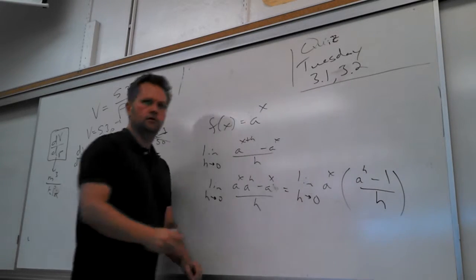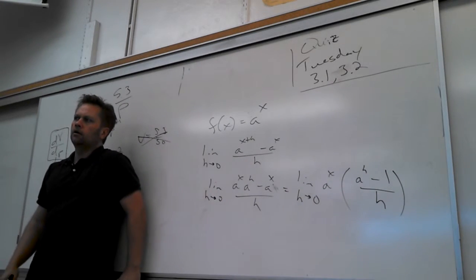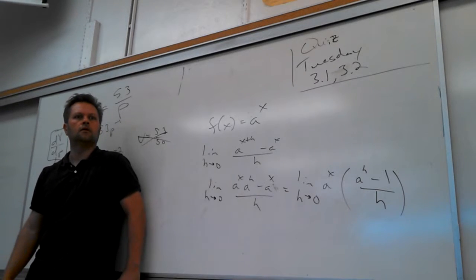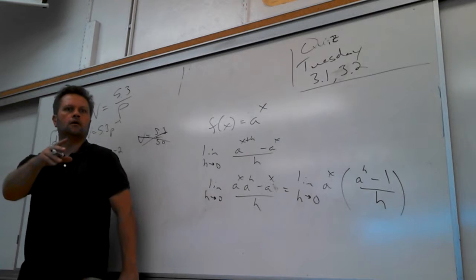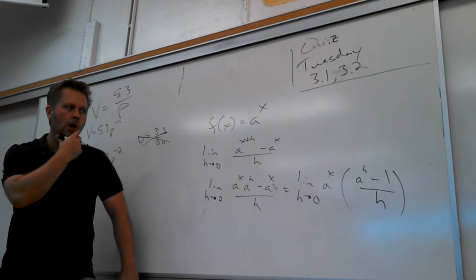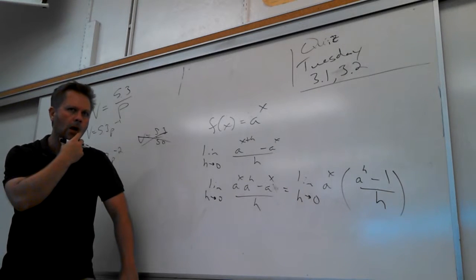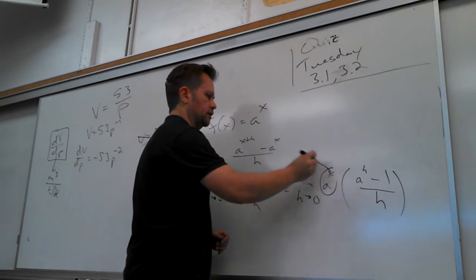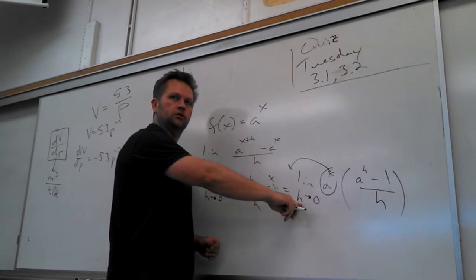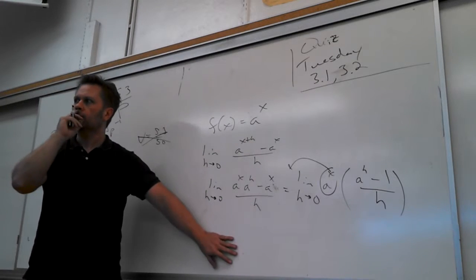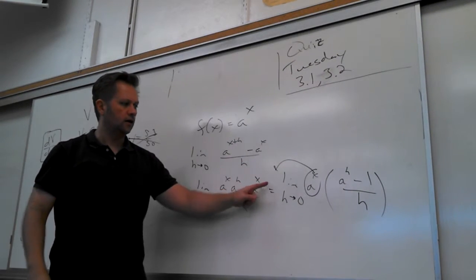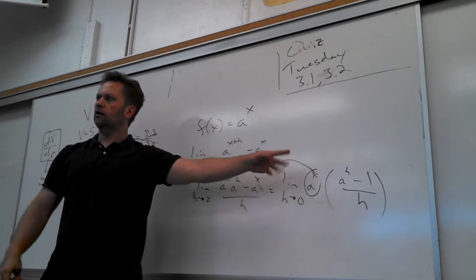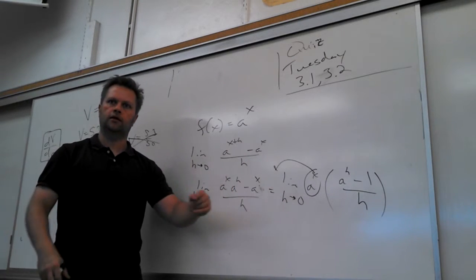Let me stop there for a second. Would you separate the limits? It'll be a to the x as h approaches 0, and then the limit of a to the h minus 1 over h. This piece is done. That can actually come out because it's not dependent on h. Do you see what I mean? I can take stuff out of the limit if it's not dependent on h, because then the limit doesn't care about it. It's a constant as far as the limit is concerned.